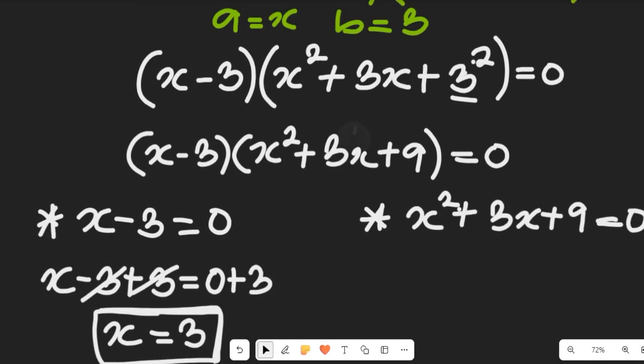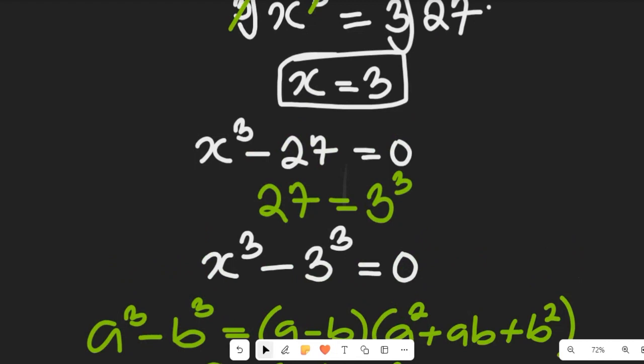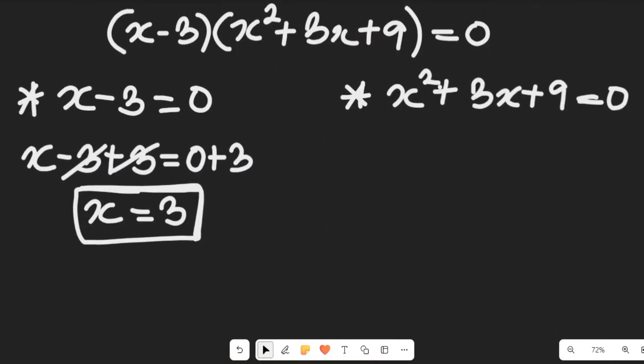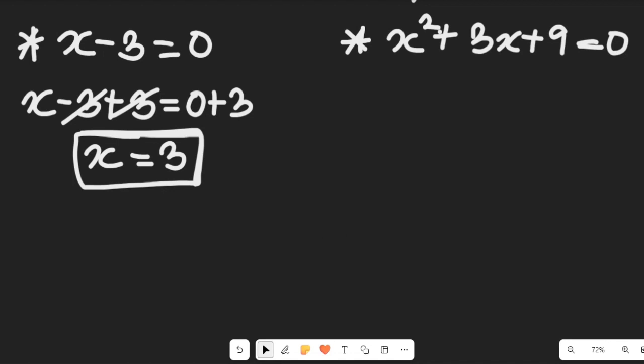Remember that? Great. Now, we are going to look at the other roots. And that tells us that that is a solution. Now let's look at the other roots. To find the other roots, we are going to solve this quadratic expression. I will solve it not using the factorization method, because we can't find two values that can multiply to give us 9, and when they add, they give us 3.